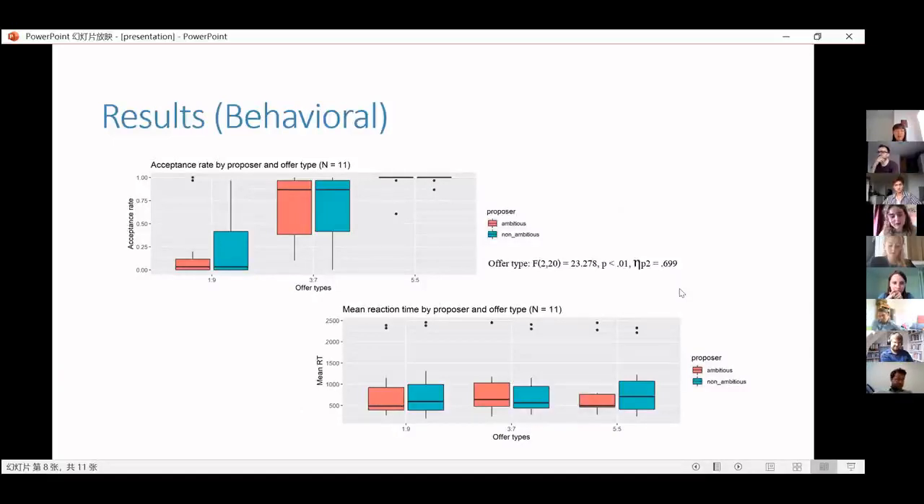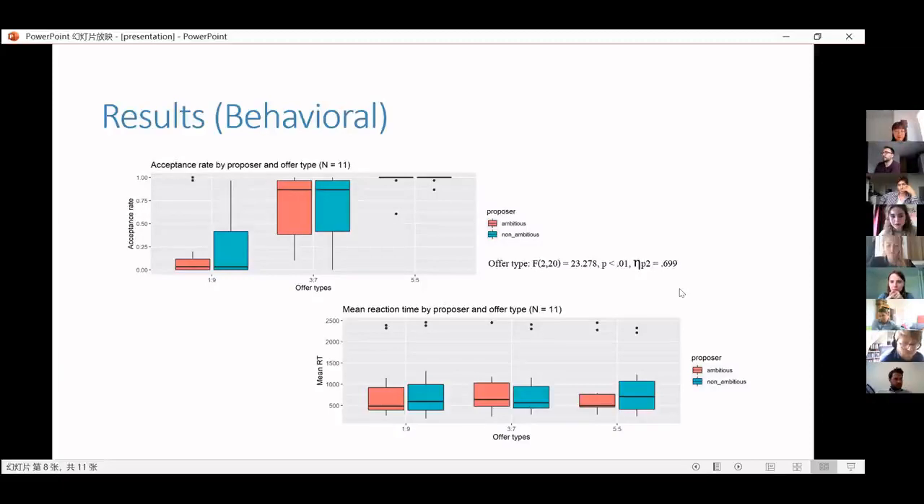First are the behavior results, as shown in the box plot. We can see that almost all participants accept all fair offers, and the very unfair offer, which is the 1 to 9 offer, is the least accepted. The main effect of offer type is significant, such that we do see inequality aversion in our data. But there is unfortunately no significant effect of proposer nor of the interaction. However, as shown in the box plot, I think it still somehow replicates the direction of the original study, because people seem to be relatively more tolerant when the unfair offer comes from a non-ambitious proposer.